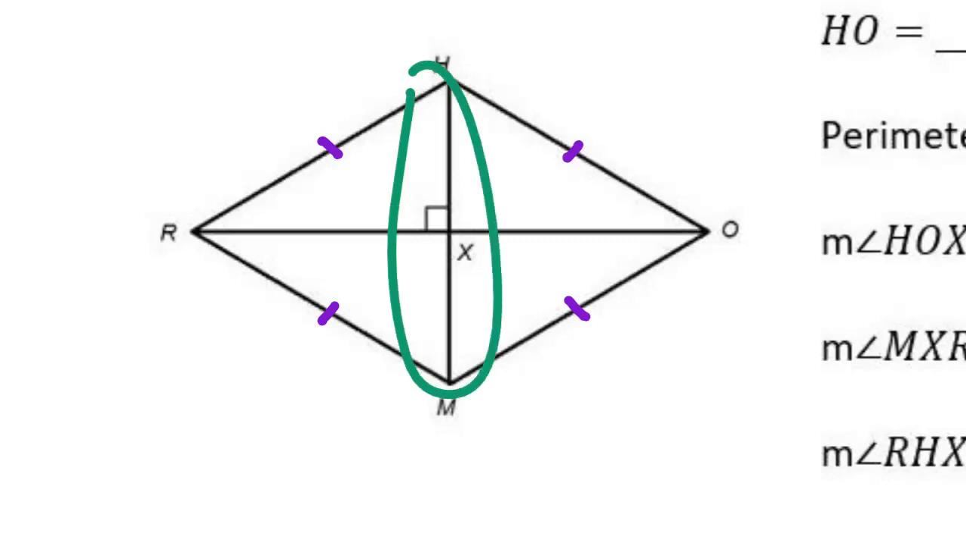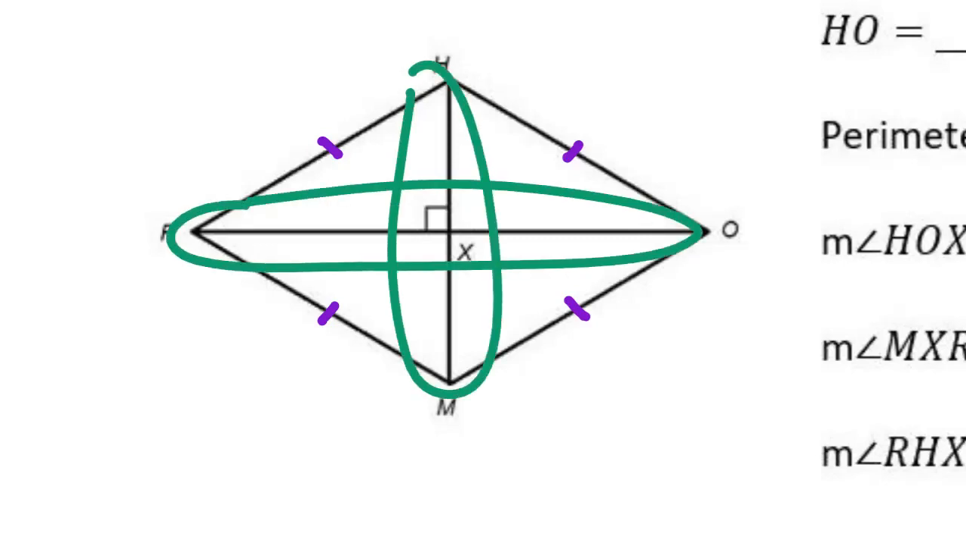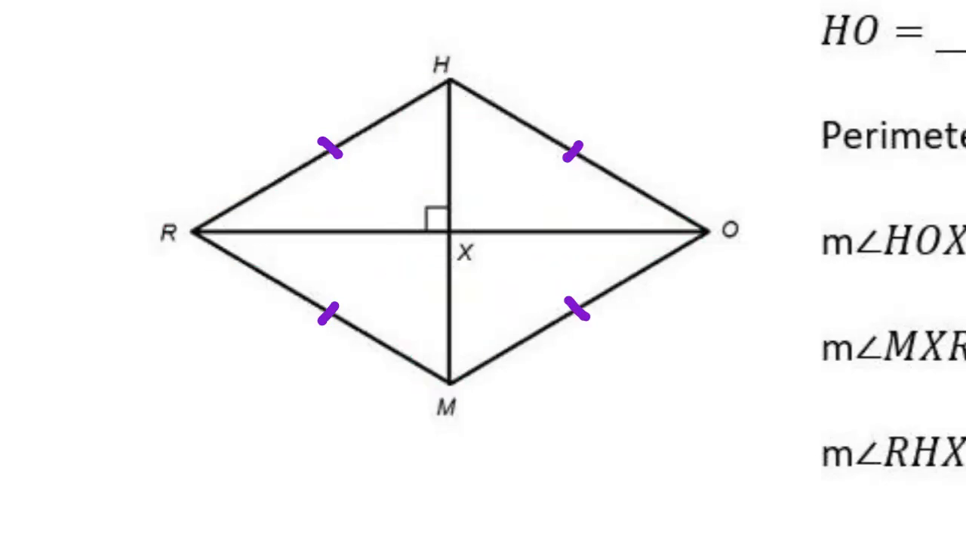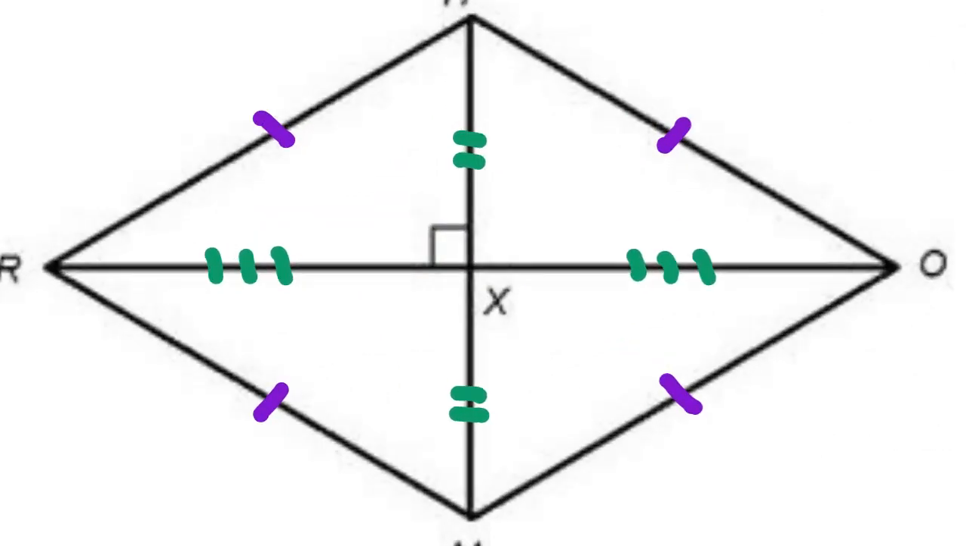What do I know about my diagonals? They bisect each other. So HX is congruent to MX, and RX is congruent to OX. What is happening right here where the two diagonals are crossing? Makes 4 right angles. They have one of them marked for us. We can go ahead and mark the other right angles here.